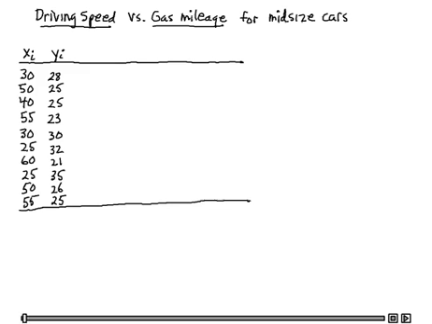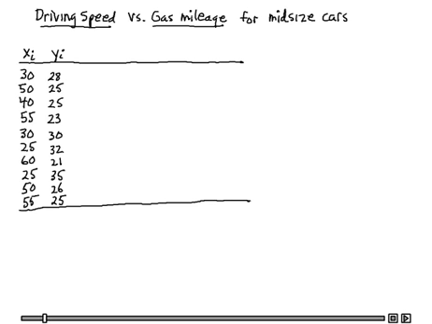Okay, I'm looking at two variables, driving speed and gas mileage for mid-sized cars. Now I've collected some data. The driving speed I'm going to let be the variable x, and gasoline mileage I'm going to let y be the variable. And I want to determine if there's a relationship between these two variables. So the first thing I want to do is go ahead and graph them.